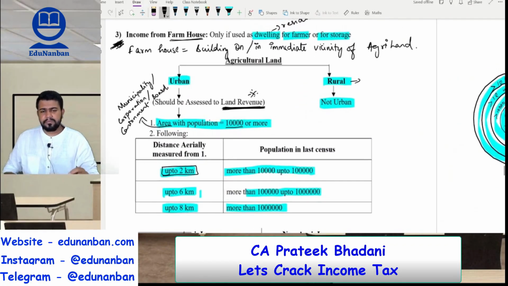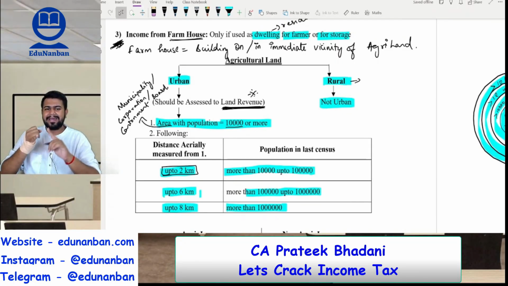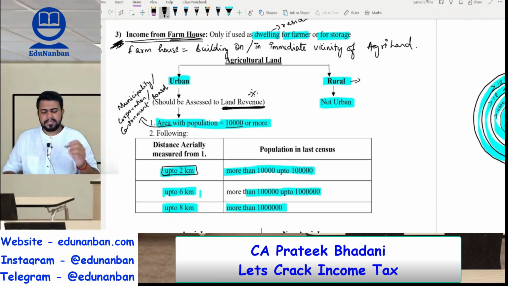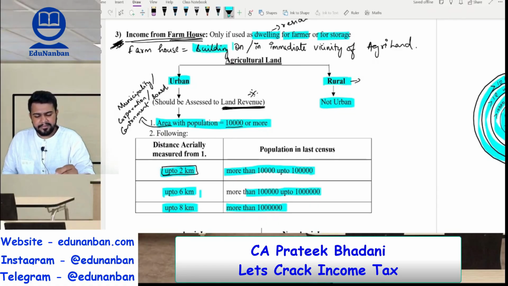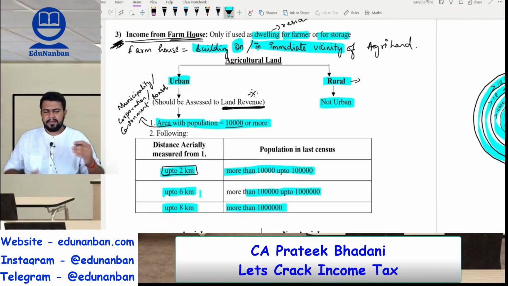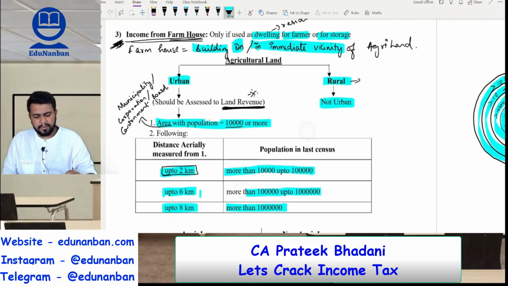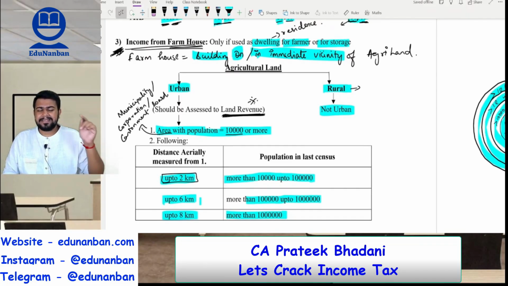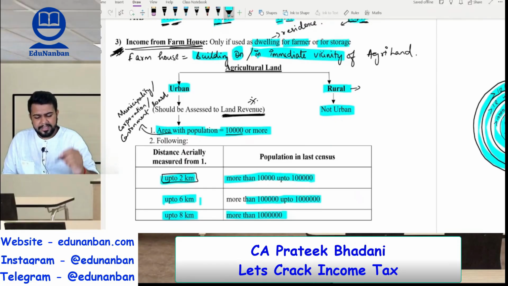Next. So first, what is agricultural income? Rent from the agricultural land. Second, income from the agricultural land. And third point is income from farmhouse. Sir, what is a farmhouse? Farmhouse is a building which is on the agricultural land or in the immediate vicinity of the agricultural land, meaning it is just touching the boundary. Income from farmhouse will be considered as agricultural income only if the farmhouse is used as a dwelling, that is a residence for farmers, or it is used for storage of the agricultural produce. Else it will not be allowed as agricultural income.